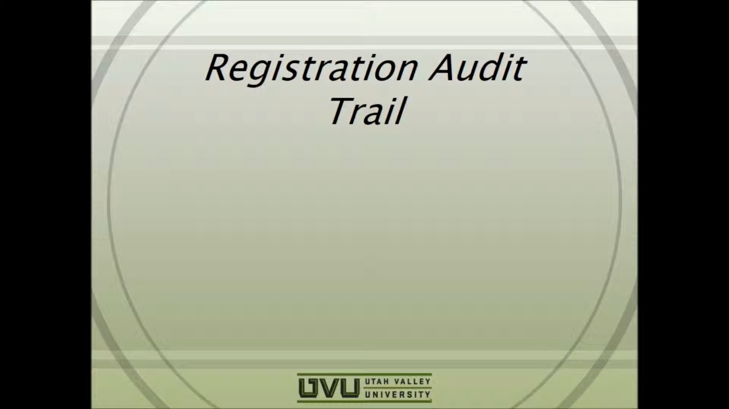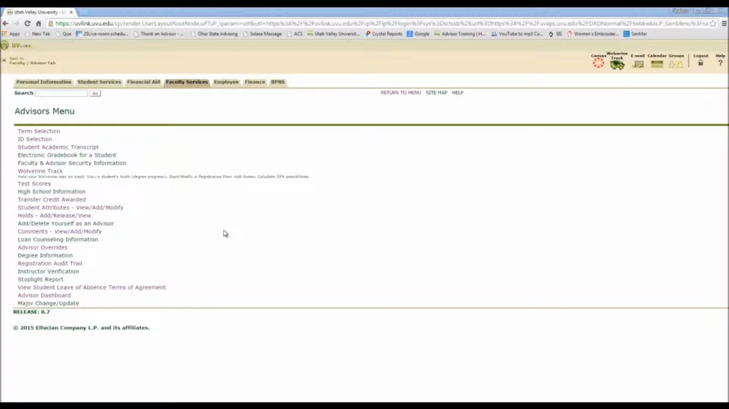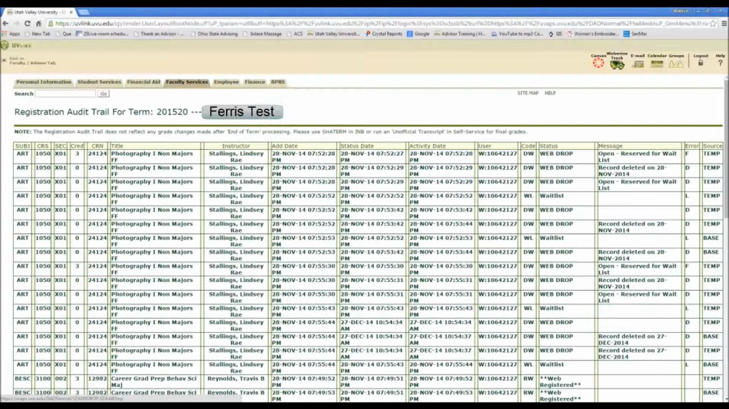When working with students, you may encounter questions from them as to why they are unable to register. Banner has a screen that will allow you to see the student's registration history for each semester. To view this history, select the Registration Audit Trail from the Advisors menu in Banner. The Registration Audit Trail screen is shown as a table.